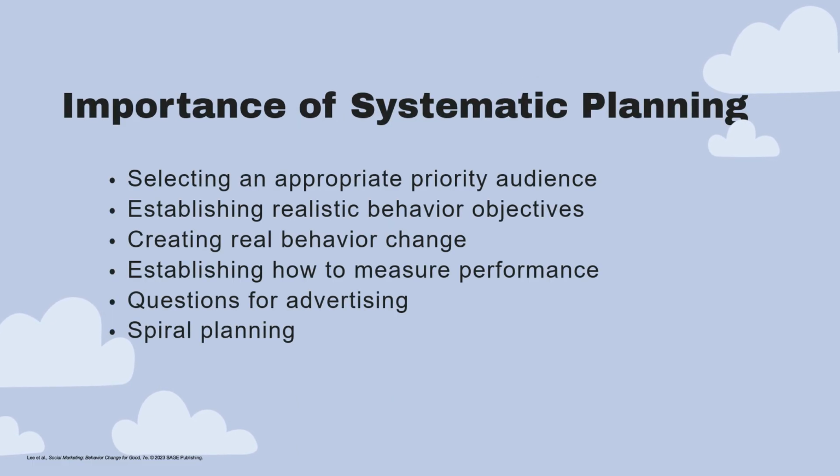The importance of a systematic process of clarifying your plan's purpose and focus and analyzing the marketplace helps select the appropriate priority audience. Taking the time to understand the audience helps to establish realistic behaviors, objectives, and goals. Developing an integrated strategy helps create real behavior change. Taking time to establish how to measure performance helps in budgeting and implementation.